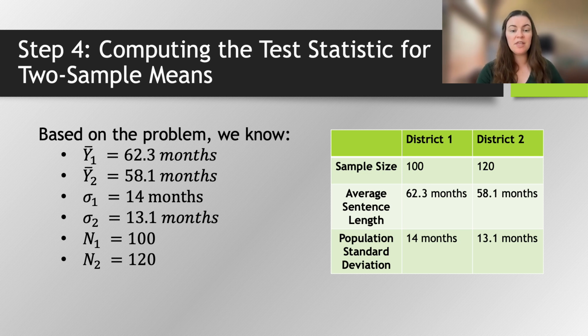We know that the average sentence length in District 1 is 62.3 months. The average sentence length in District 2 was 58.1 months. The population standard deviation for District 1 was 14 months. The population standard deviation for District 2 was 13.1 months. And then we just have a little bit of a difference here in terms of our sample size. The sample size from District 1 was 100, and the sample size from District 2 was 120.